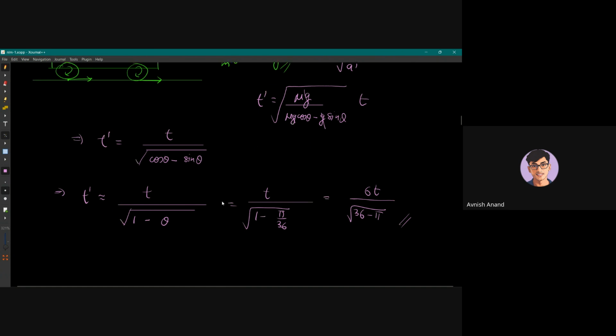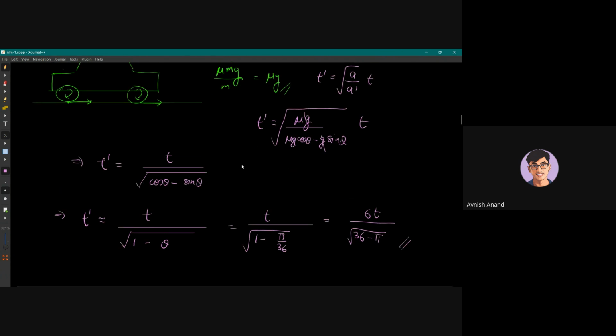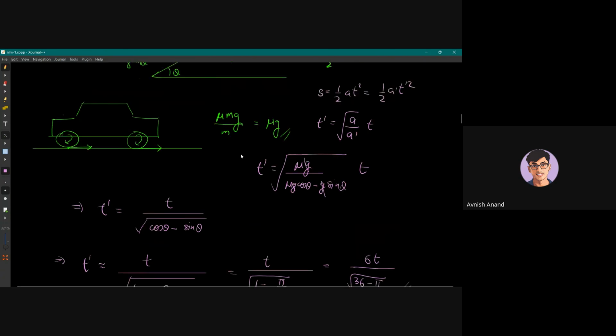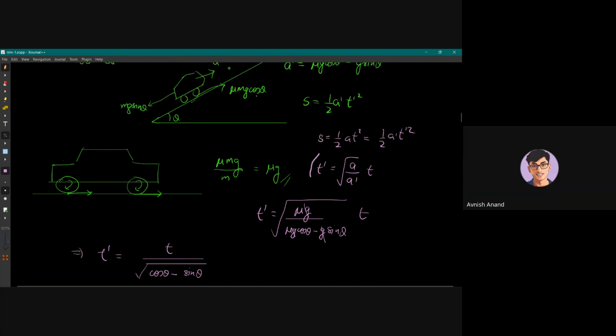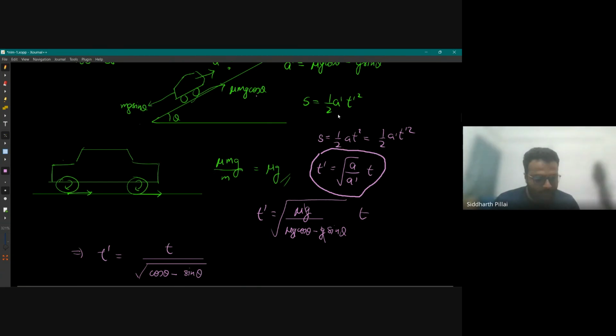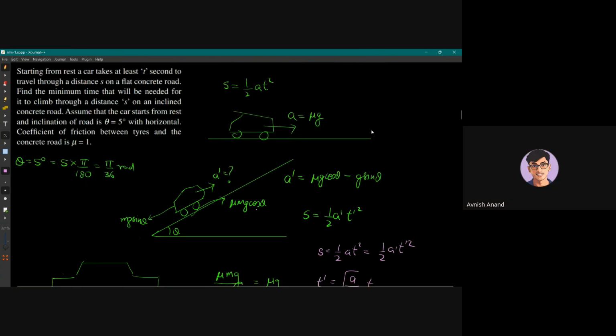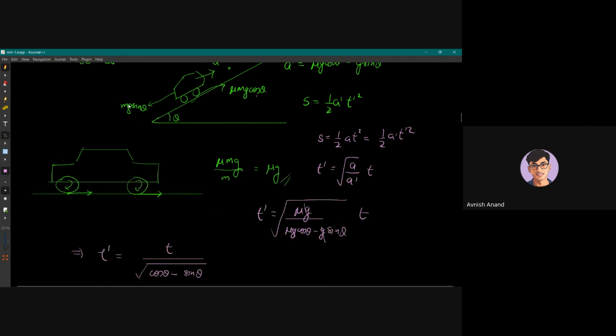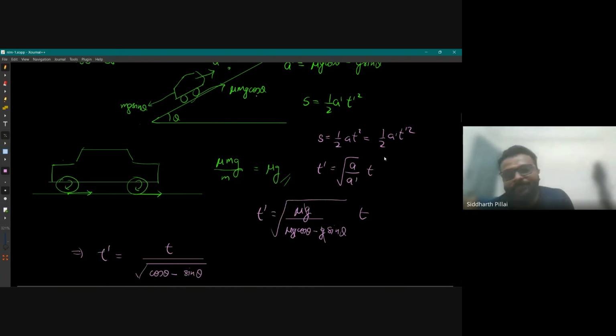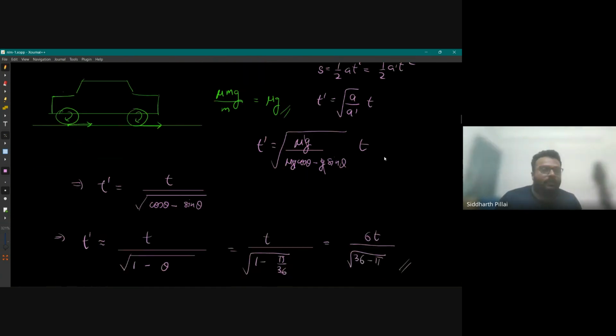Can you write the root of acceleration, root a by a1? Are you asking about this part? Can you explain how we got this? No, I'm just equating the two distances. Yeah, it's the same distance it's traveling on the flat road as well as the inclined road. So just equate the distances, you will get this equation. Any other problem or any other question in this problem?